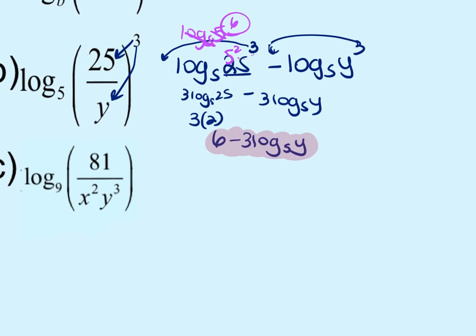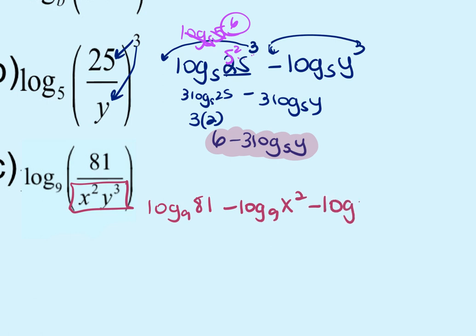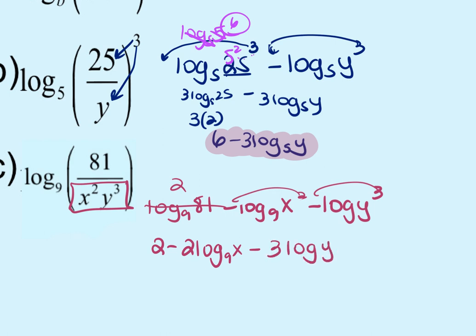All right, then C, this would be log base 9 of 81. Now there are 2 things in the bottom, so they both get a minus. This is minus log base 9 of x squared minus log base 9 of y to the third. What is log base 9 of 81? 2. These come to the front. This 2 goes to the front, this 3 goes to the front. So I get 2 minus 2 log base 9 of x minus 3 log base 9 of y.